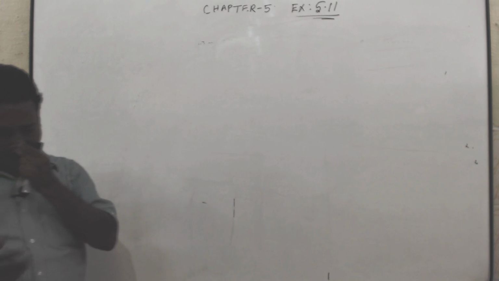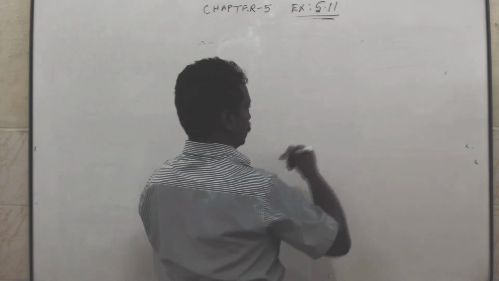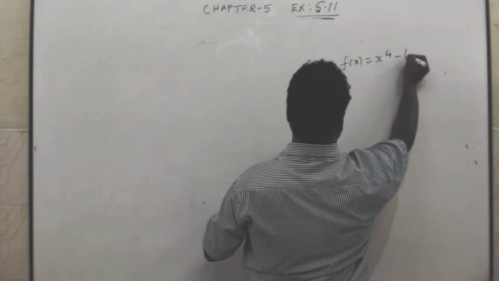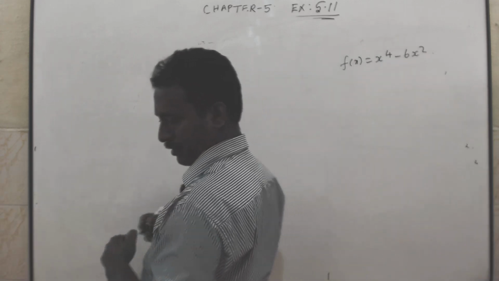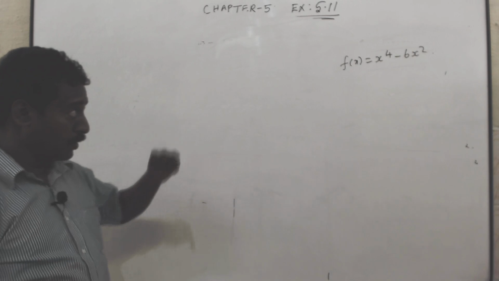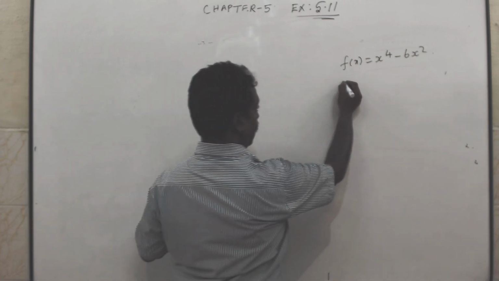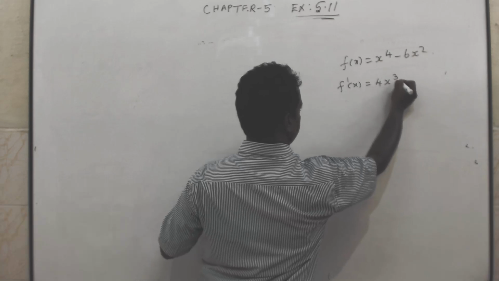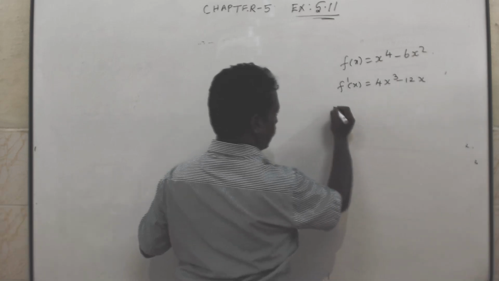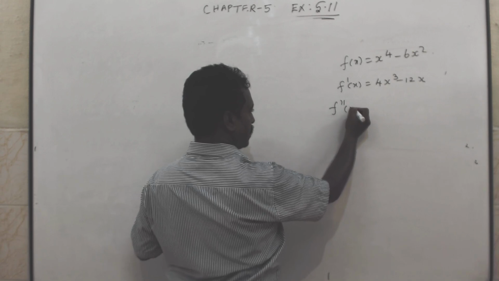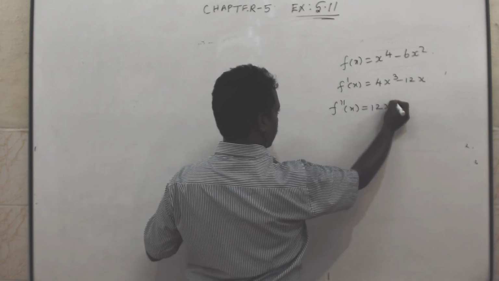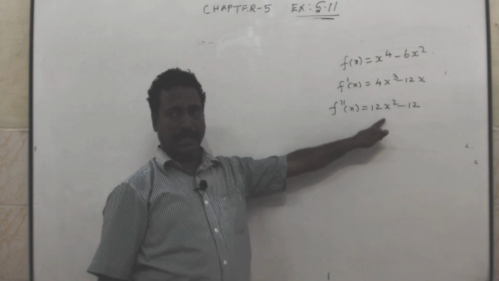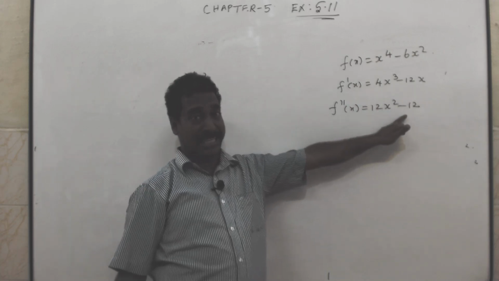Sum number 4: f of x is equal to x power 4 minus 6x square. That is the problem. Once again the same procedure. First step, f dash of x is 4x cube minus 12x, f double dash of x is 12x square minus 12. Differentiate: 4x cube is 12x square, 12x differentiation is 12.